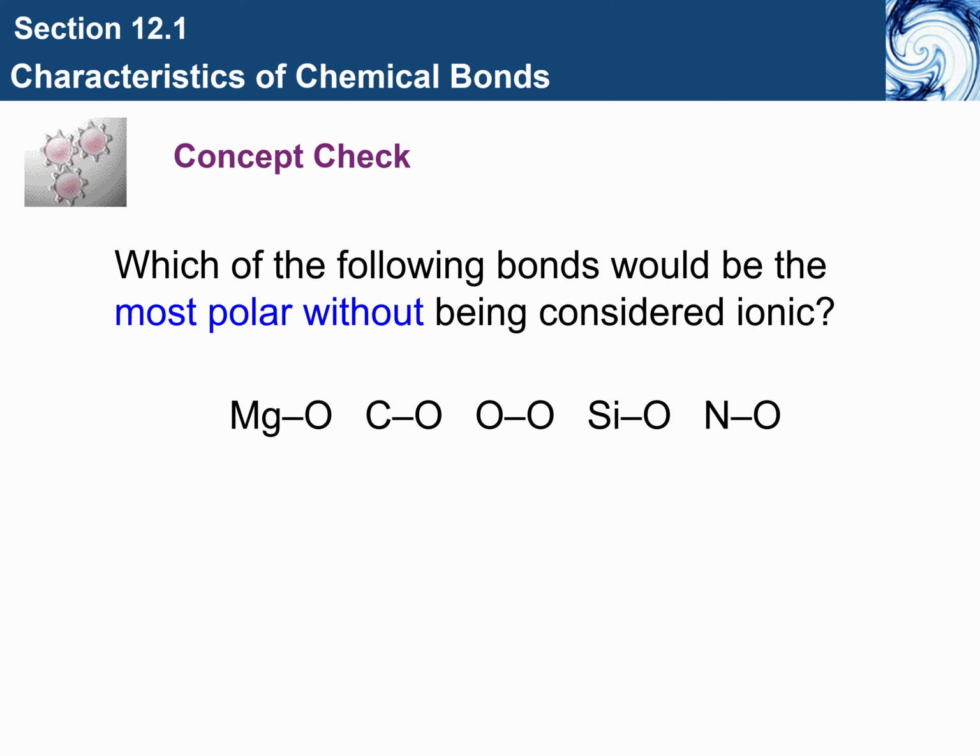Which of the following bonds would be the most polar without being considered ionic? The answer would be silicon oxide. We're looking at the largest electronegativity difference that still stays in the polar covalent category. The cutoff for us will be an electronegativity difference of 2 or greater is typically observed as an ionic bond, where 0.4 to around 1.7 are polar covalent. And when we get to the small fringe cases in between, we will talk about them.